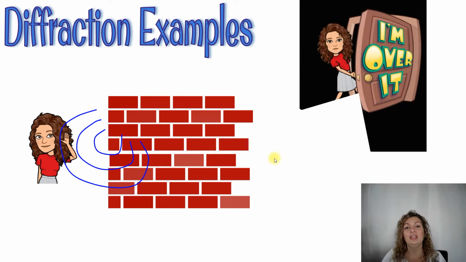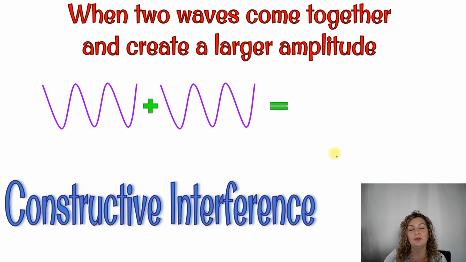Another good example is light. Light actually diffracts through openings in doors as well in the same manner. Okay, next one up is gonna be interference, and there's two types of interference, constructive and destructive.